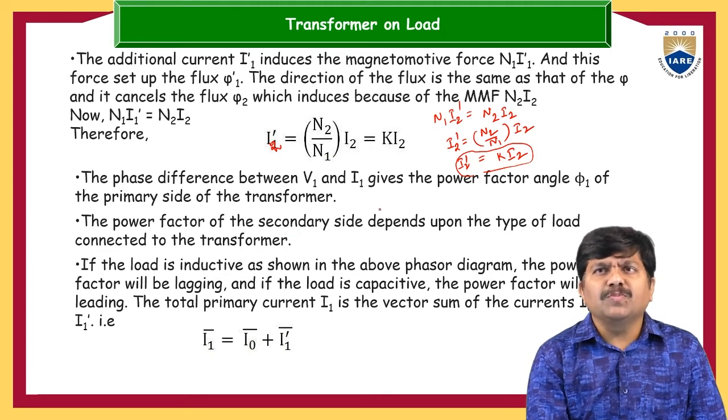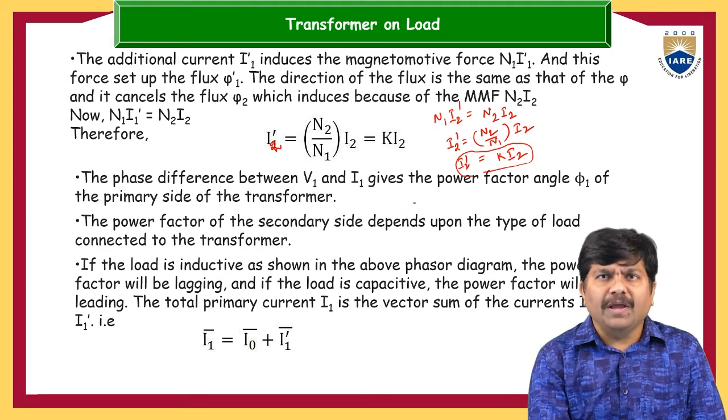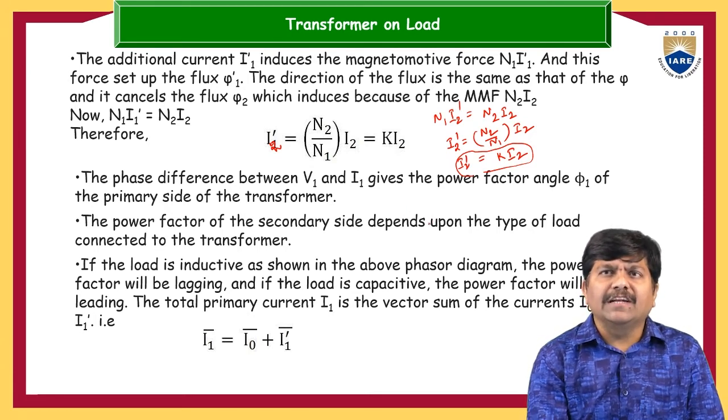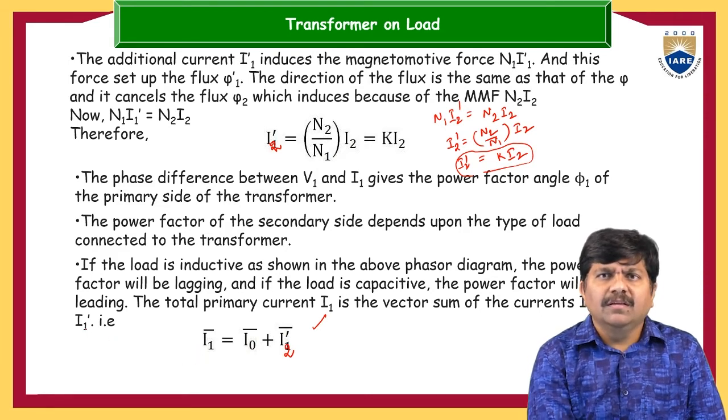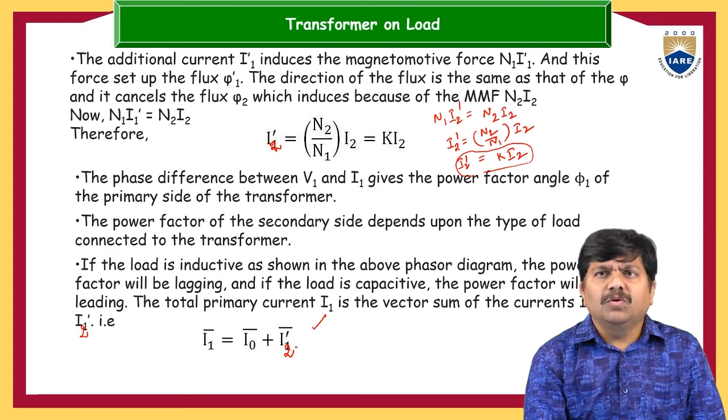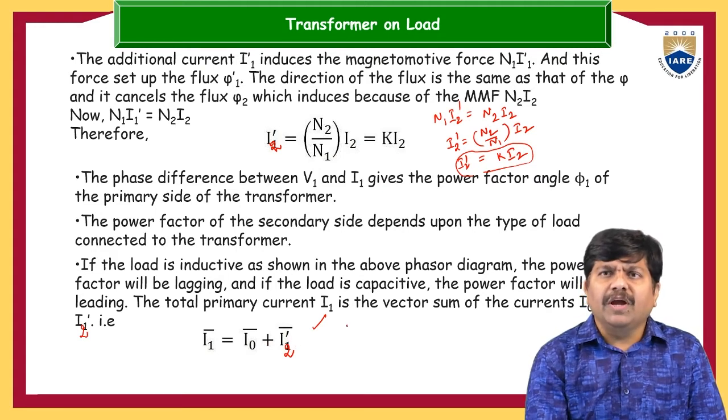The phase difference between V1 and I1 gives the power factor angle pi 1, and the power factor of the secondary side depends upon the type of load connected to the transformer. So finally, the total current in the primary winding is I1 is equal to I0 plus I2 dash. So this will be the total primary current in the primary winding. This I2 dash is K times I2. This is also represented as I0 plus K times I2. So this I2 is nothing but the load current.